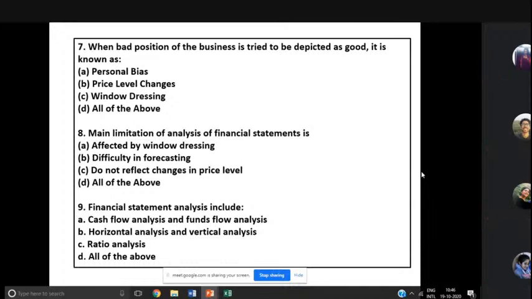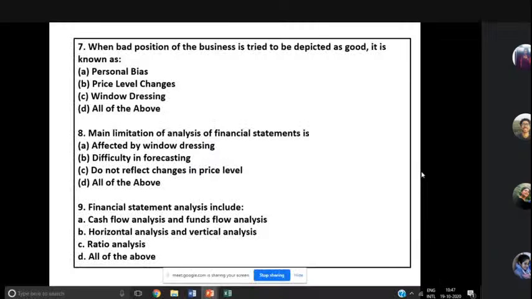When bad position of the business is tried to be depicted as good, it is known as, tell me. Read the question very carefully. This we have not seen earlier. When bad position of the business is tried to be depicted as good, it is called window dressing. C is the answer. Put a tick mark against C, window dressing.